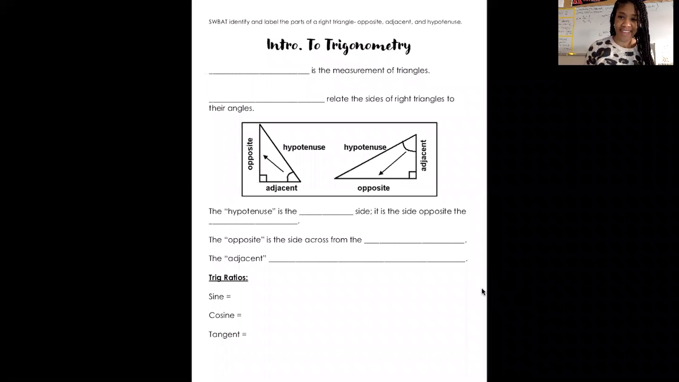Hello everyone. Today we're going to start a unit on trigonometry. The lesson objective for today is students will be able to identify and label the parts of a right triangle, the opposite, the adjacent, and the hypotenuse. So here's your title for today, Intro to Trigonometry.